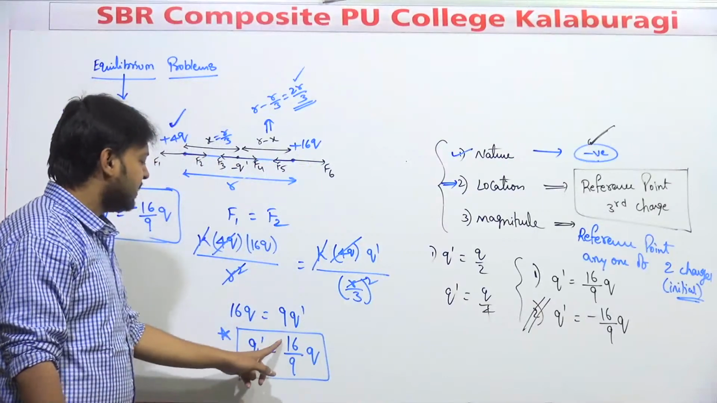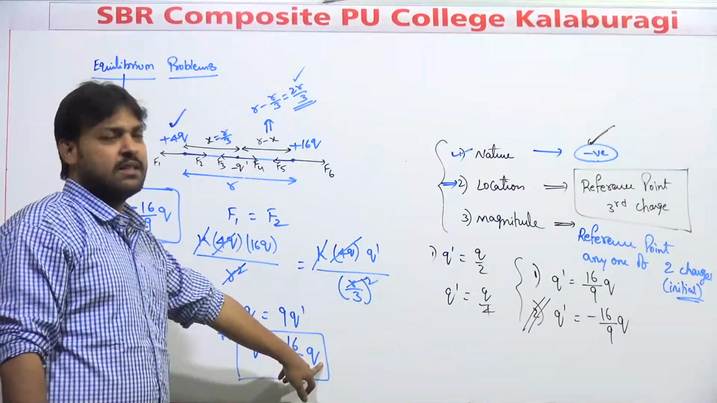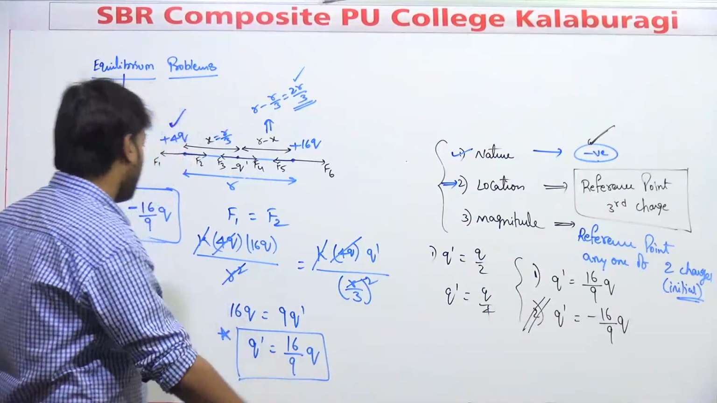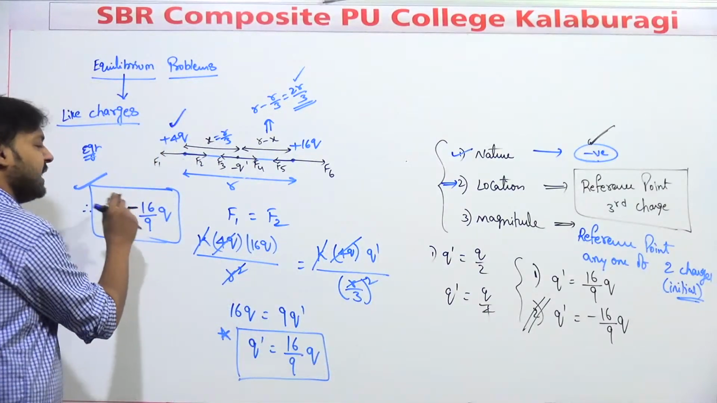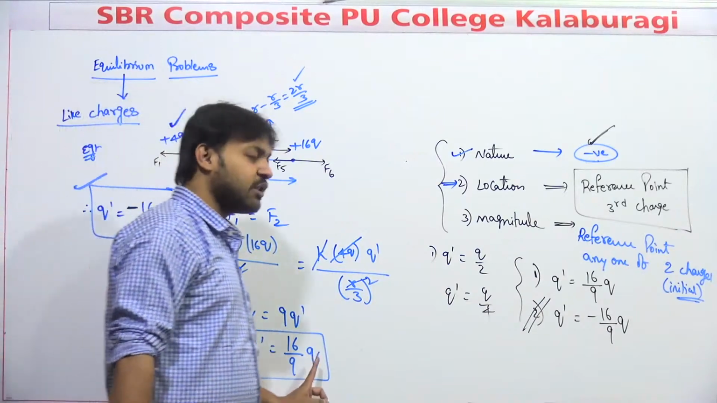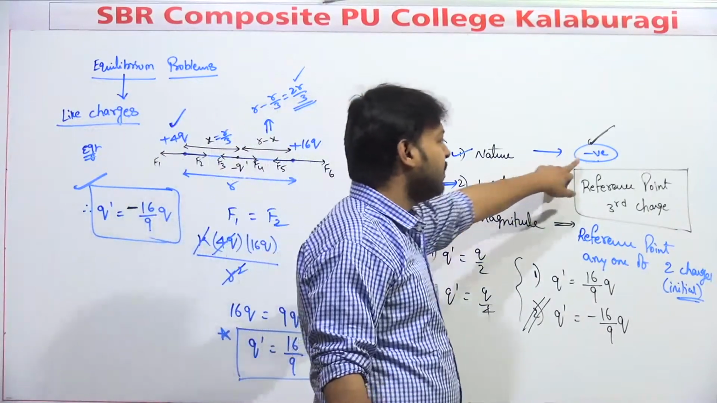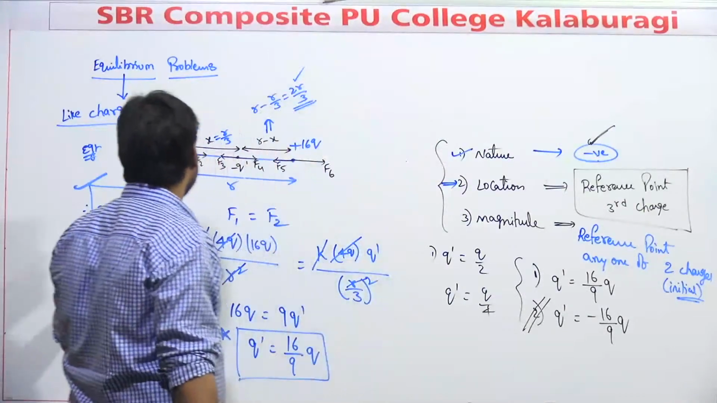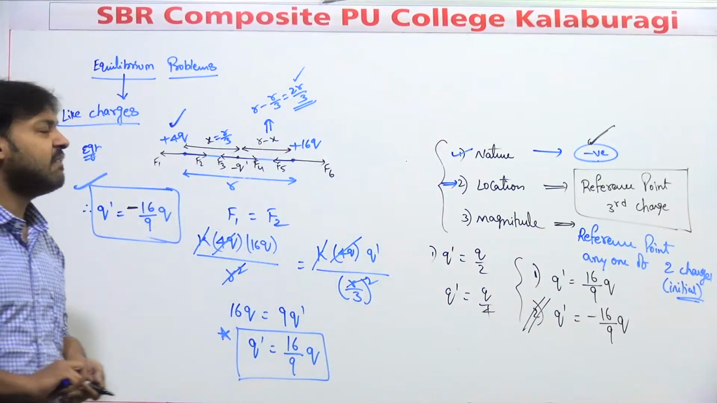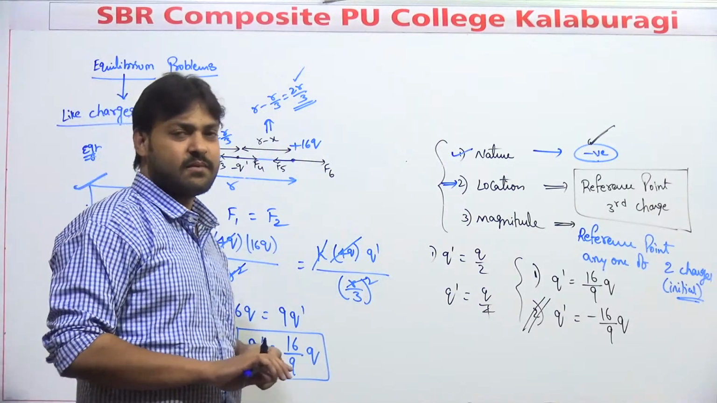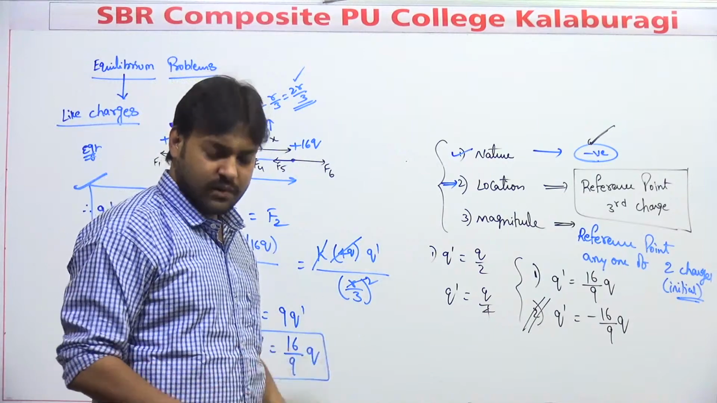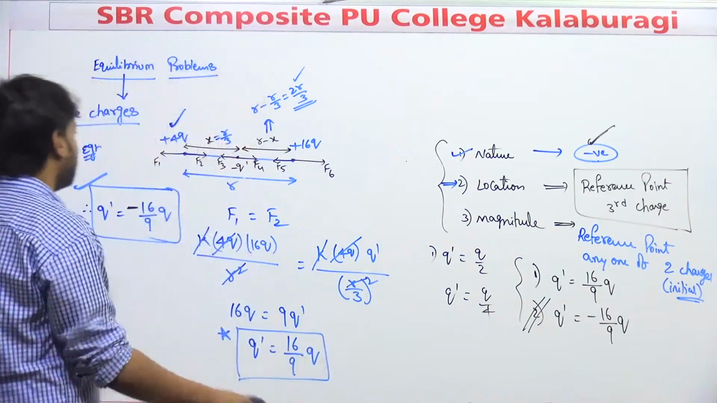So Q dash, which equals 16Q, 16 by 9 into Q. Positive or negative? Definitely it should be negative. Why? We calculate only magnitude. Nature we know should be negative. So the final option should be minus 16 divided by 9. Clear about the point? Right? And next.